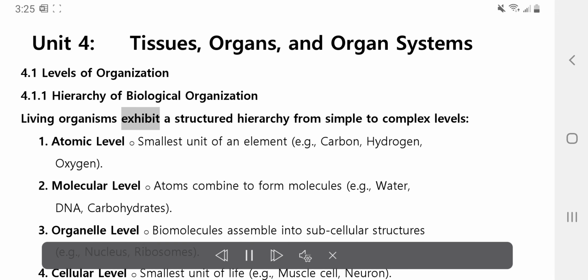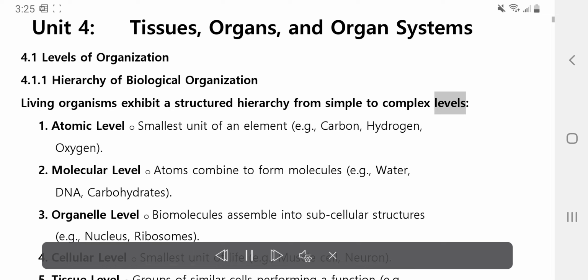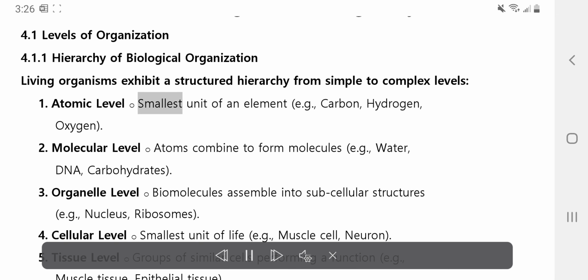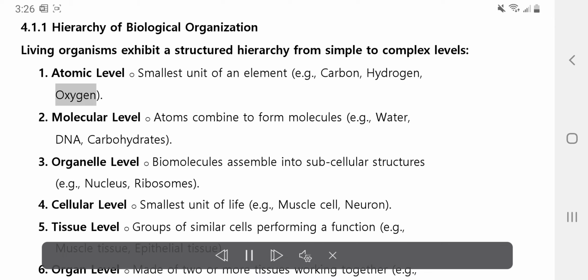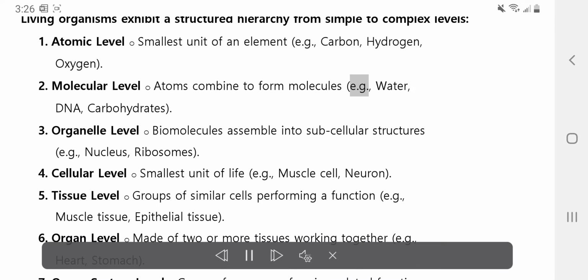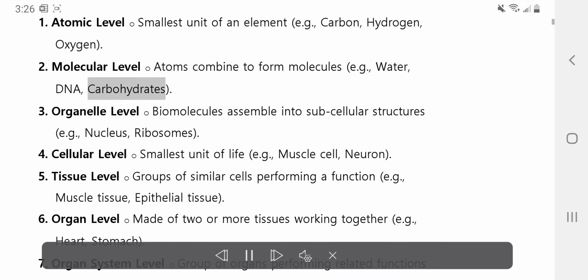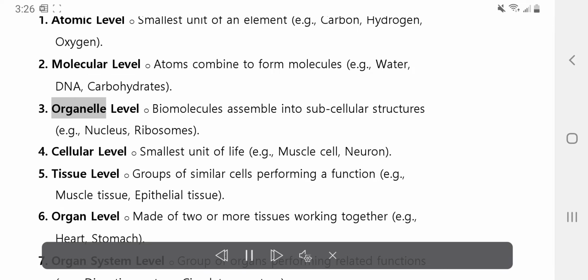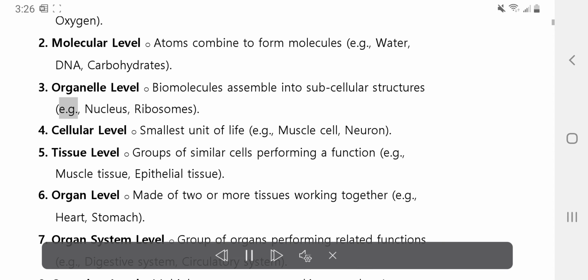Living organisms exhibit a structured hierarchy from simple to complex levels. Atomic level: smallest unit of an element, e.g., carbon, hydrogen, oxygen. Molecular level: atoms combine to form molecules, e.g., water, DNA, carbohydrates. Organelle level: biomolecules assemble into subcellular structures, e.g., nucleus, ribosomes.